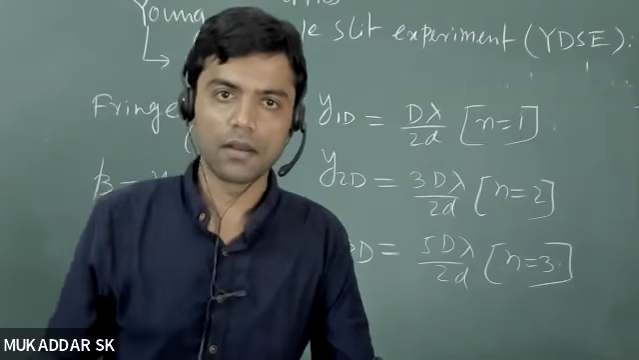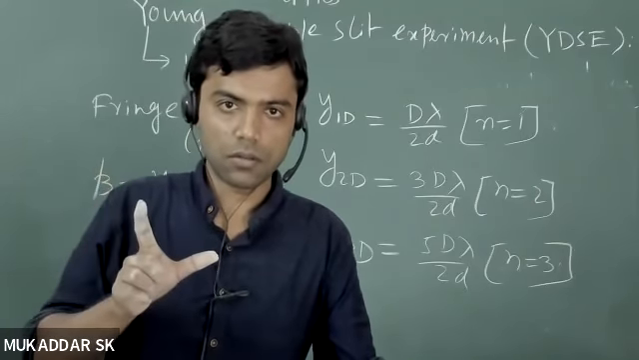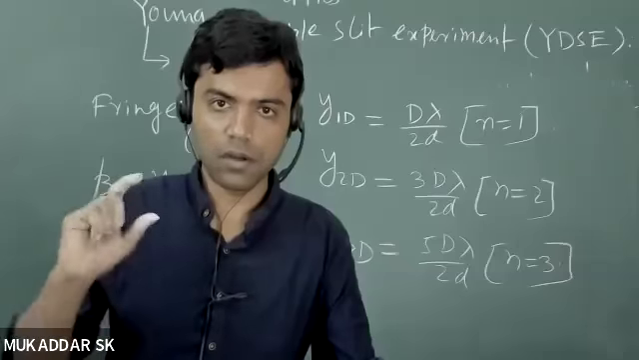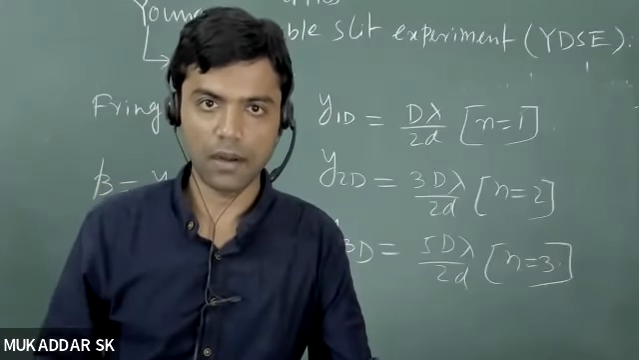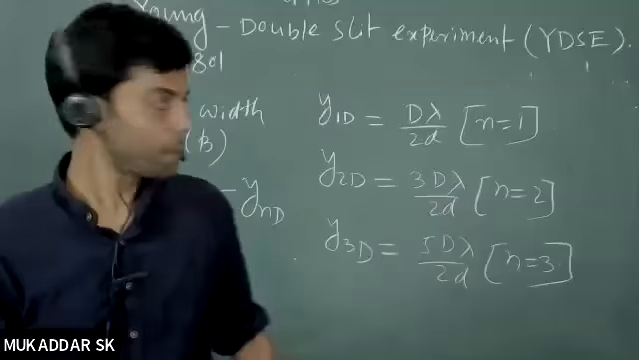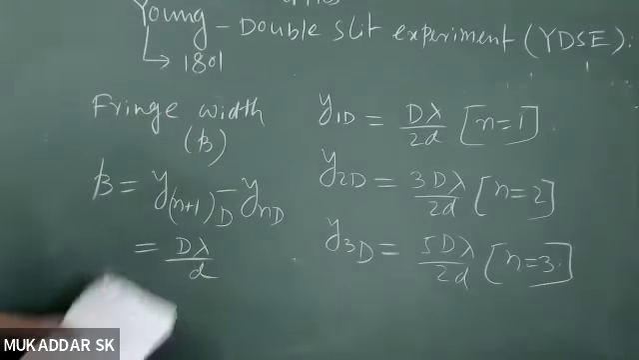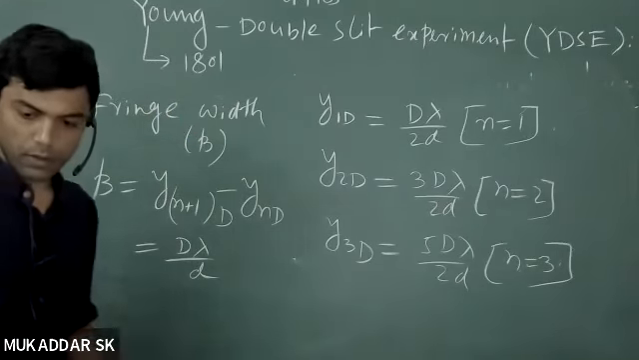What is capital D? Separation between the source or slit and the screen. Small d means separation between the two slits, and lambda is the wavelength that you are using. Okay, and this is basically the simple part.